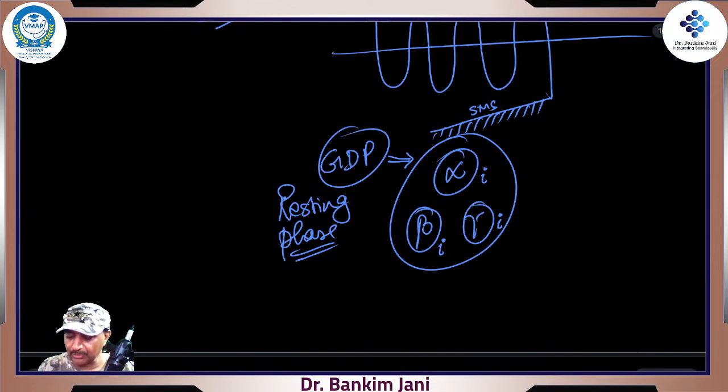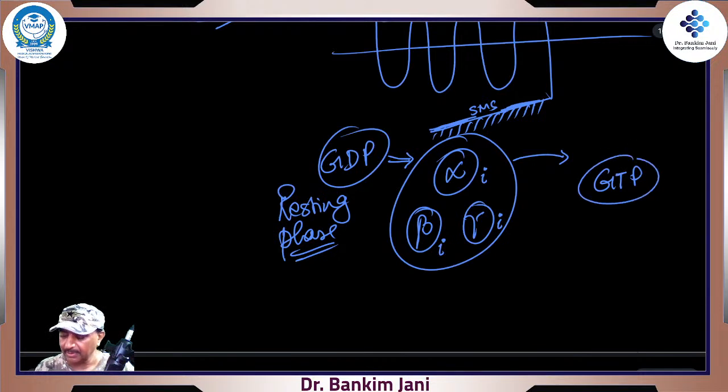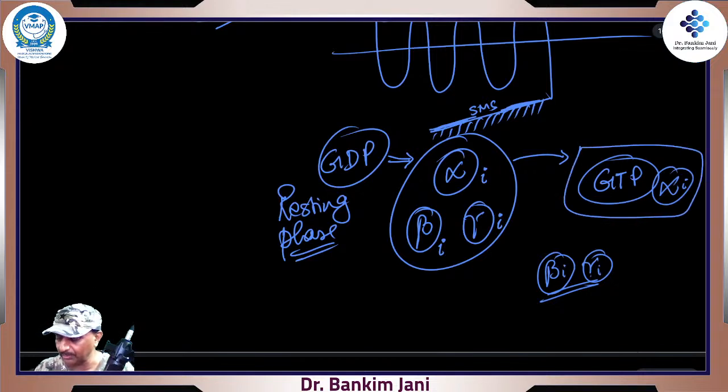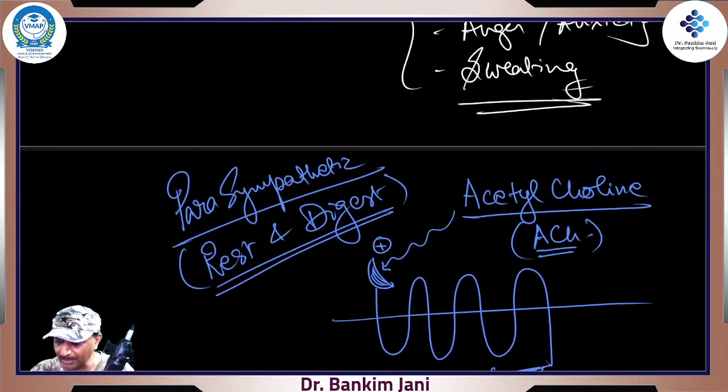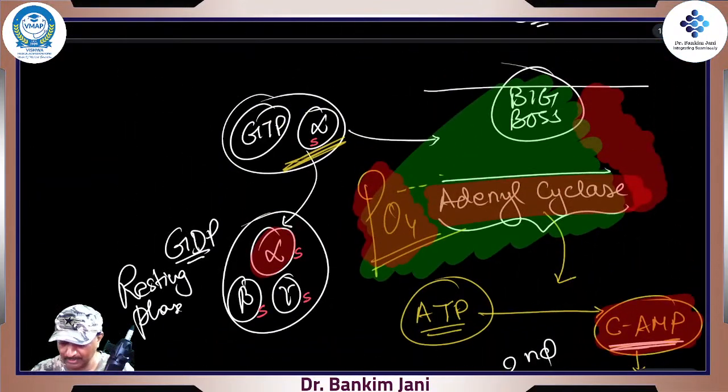So as soon as the signal arrives, the message arrives, this GDP, the same GDP, now becomes GTP, and it gets attached to this alpha I, inhibitory. The beta I and gamma I are both separated. They stay behind in the village. The alpha I goes to that big boss. And who was that big boss? See, adenyl cyclase, this one.